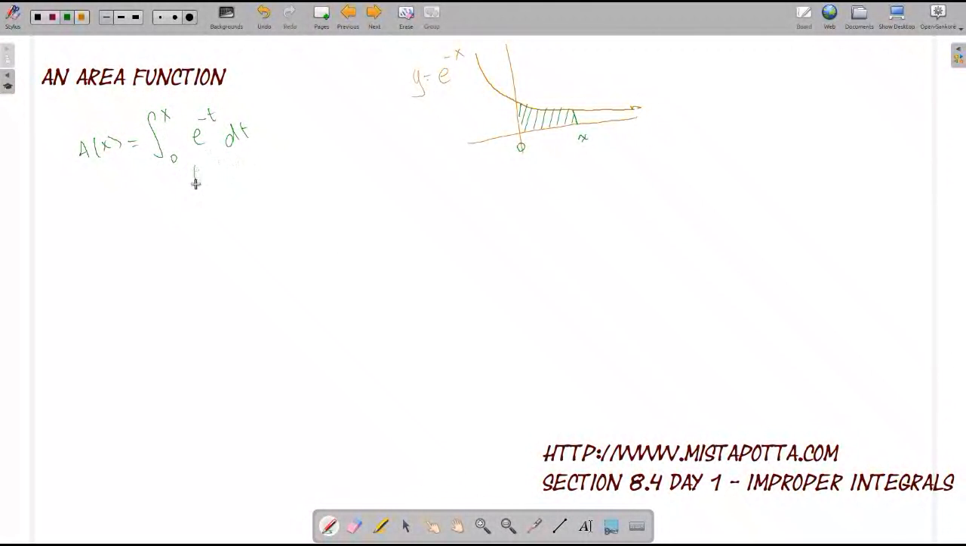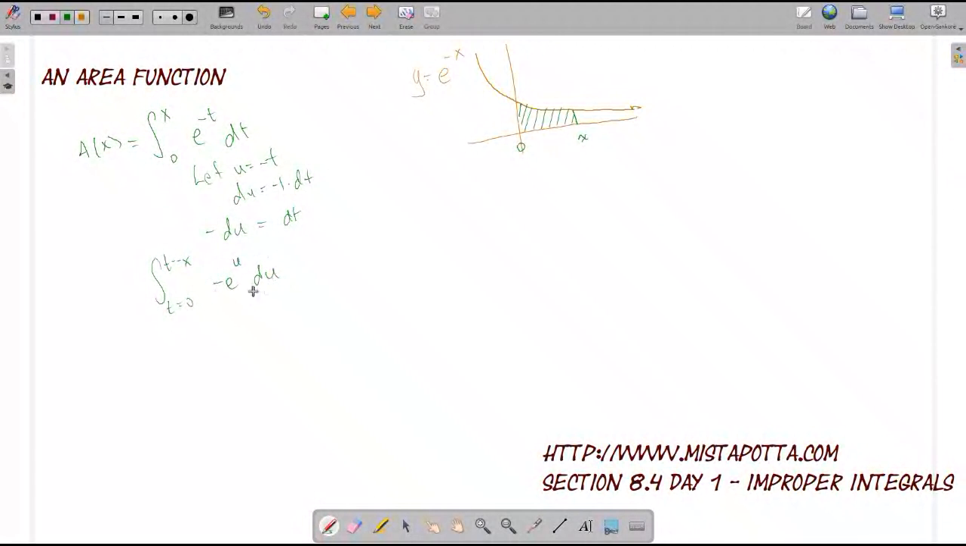And this is a function that I can find the antiderivative of analytically. I need to do u substitution. I need to let u be negative t. So du would be negative 1 dt. And all I have is dt. So this really ends up being negative du. And so this becomes the integral from t equals 0 to t equals x of negative e to the u du.